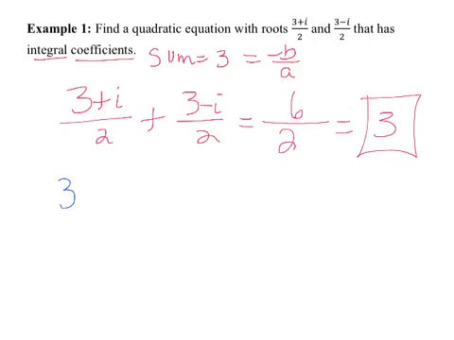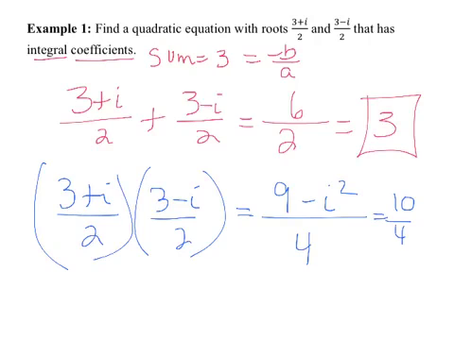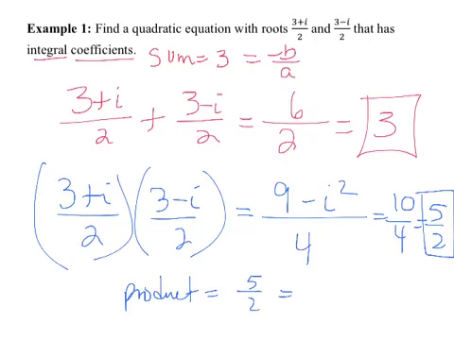Next, the product of roots. I have to remember to do this, and then FOIL the top. When I FOIL the top, the outer and the inner terms cancel because these are binomial conjugates. So I get 9 minus 3i plus 3i, canceling, and then minus i squared, all over 4. Well, 9 minus i squared is really 9 minus negative 1, or 10 over 4, which is 5 halves. So that tells me that the product of roots is 5 halves, which is really c over a.